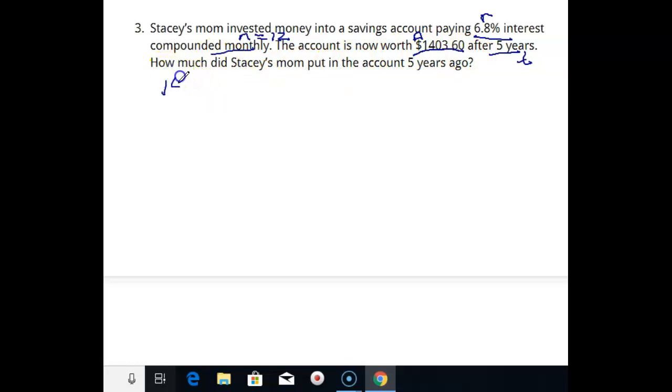So I have $1,403.60 now in my account. I don't know what P is. 1 plus my interest rate, 6.8%, 0.068, compounded monthly, so divide by 12. Then I raise it to the compounded 12 times 5 years. Just like before, we're going to simplify this a little bit.